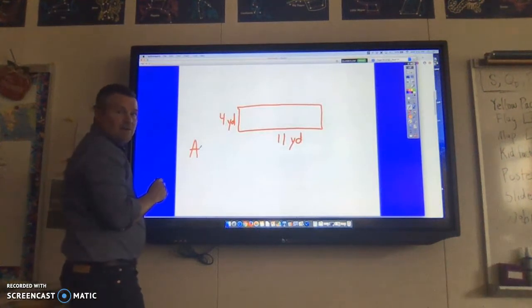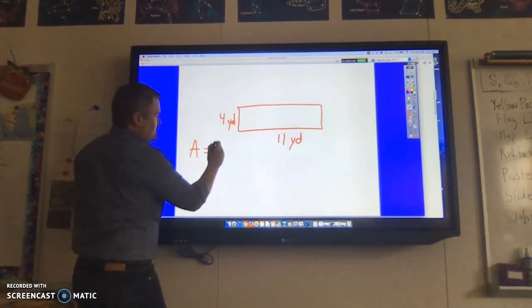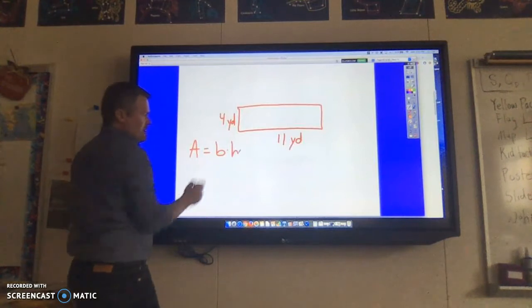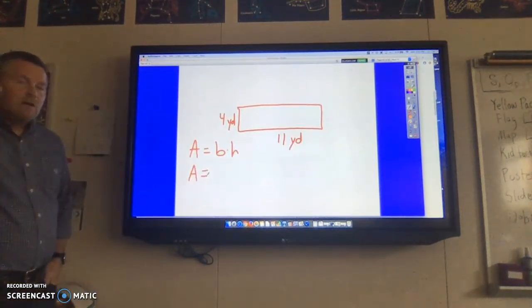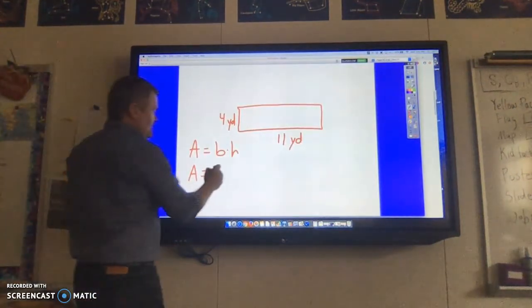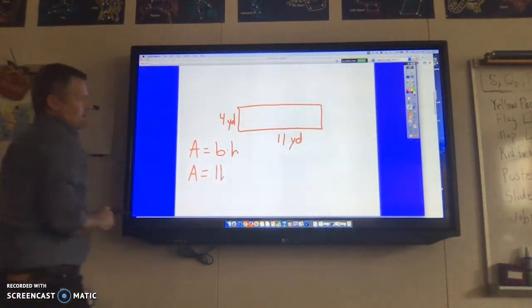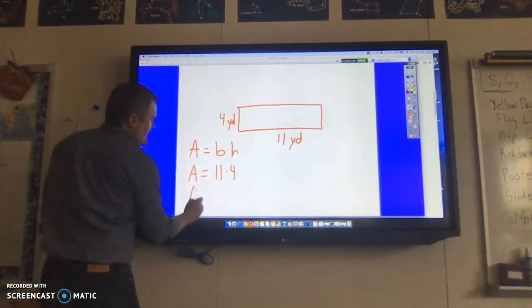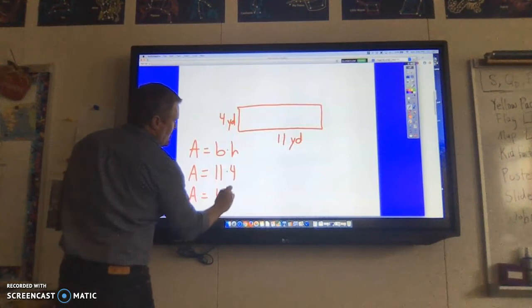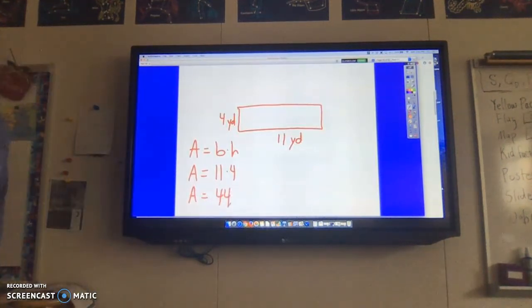So we're going to write the formula first. A equals B times H. Next, we're going to write what we know. What do we know? What's the base? That's right, it's 11. And what's the height of this rectangle? 4. So we're going to go 11 times 4. And A equals 44. Wait, 44 what?